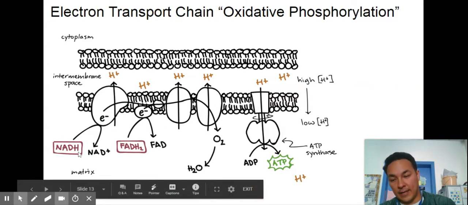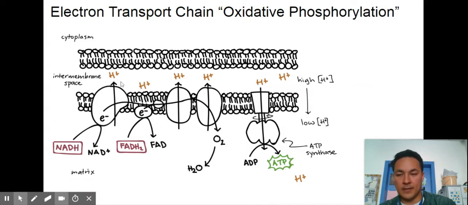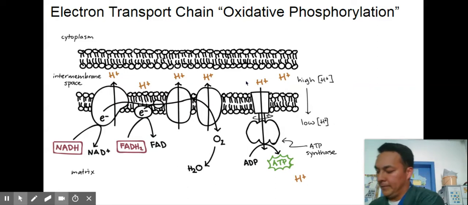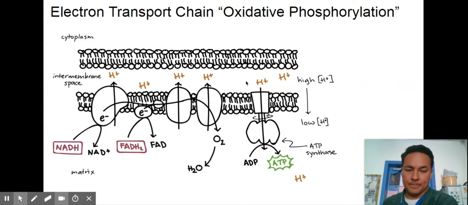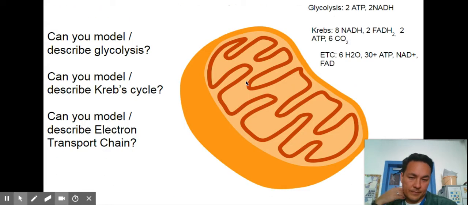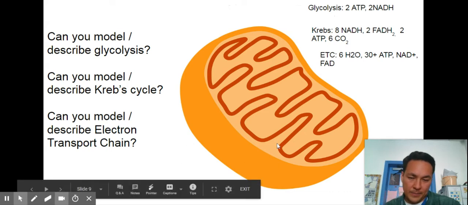The H pluses came from NADH, right? And here's that H plus. The H plus gets dropped off as well. The H pluses get pumped into this intermembrane space. The mitochondria is going to accumulate lots of H pluses in the intermembrane space. Let me show you a big picture. A bunch of H pluses out here.